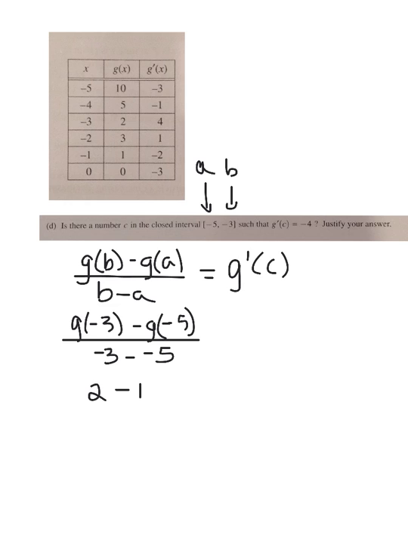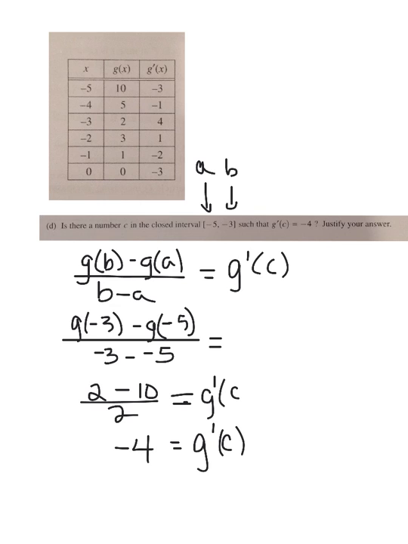So I have 2 minus 10 over 2, which is -4. So I know that G prime of C equals -4. Look at that. Oops, so it's G. Sorry, I'm trying to make up for lost time here. Okay, so let me give you the written explanation.